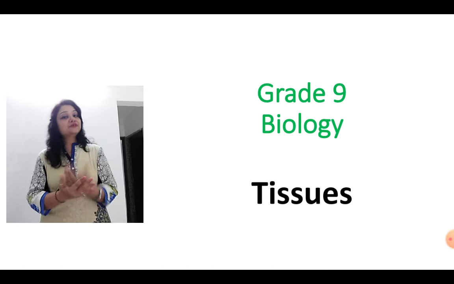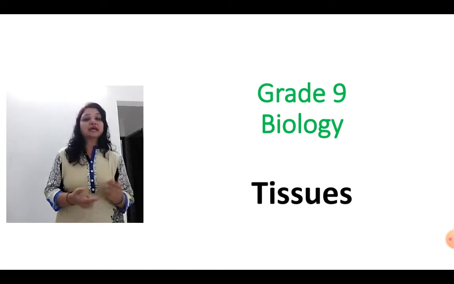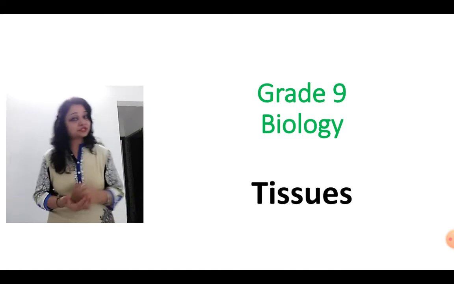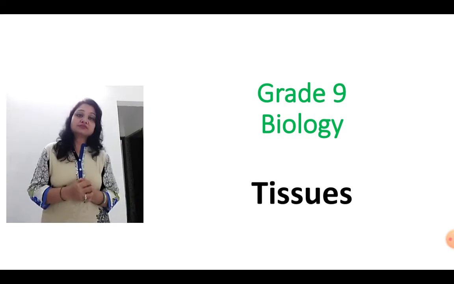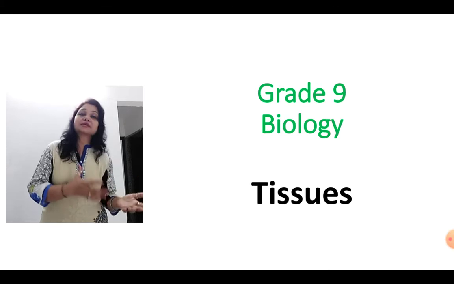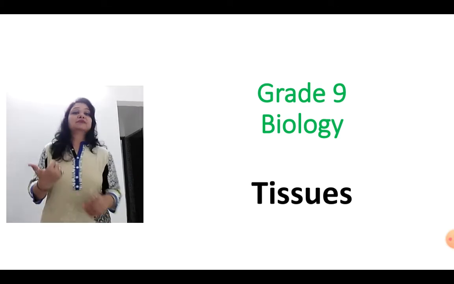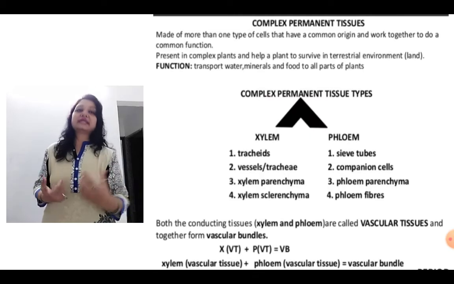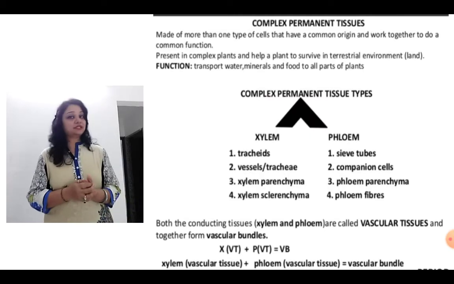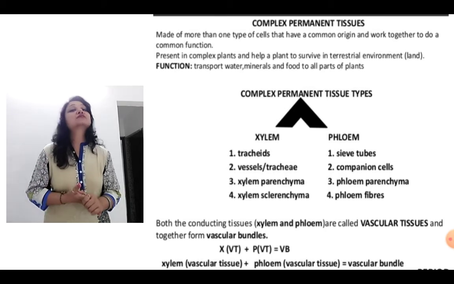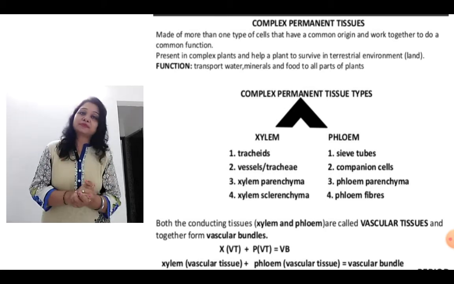Students, in the previous class, we discussed the epidermis, the stomata and the cork. Now, in continuation with that, today we are going to discuss the permanent type of plant tissue, that is, the complex permanent tissue. There are two: xylem and phloem. Simple ones we have discussed, the parenchyma and sclerenchyma, right? So now the complex type of permanent tissues.